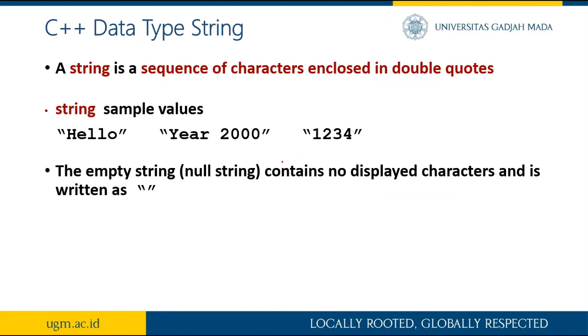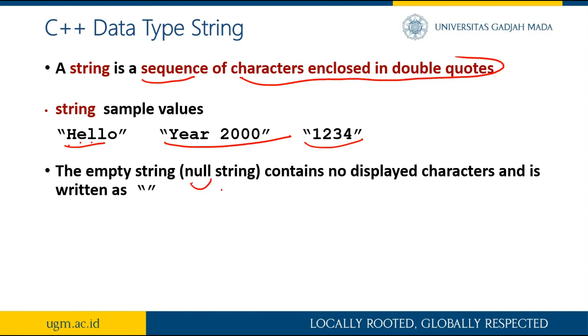And then this is the string data type. A string data type is a sequence of characters enclosed in double quotes. Like this one, it consists of several characters. This is also a string. This is also a string. If you want to create a null string, which is a string that is empty, then we can just write the double quotes like this one.